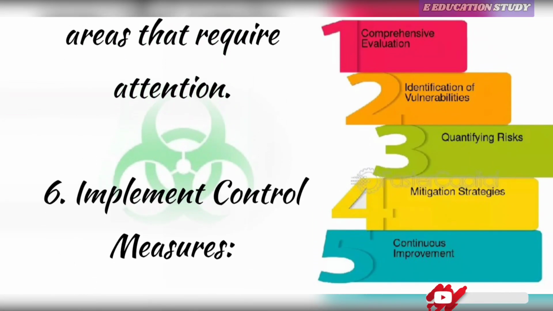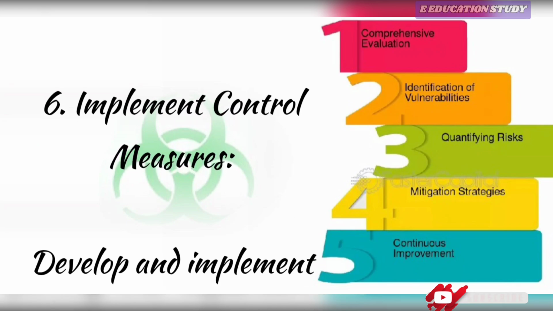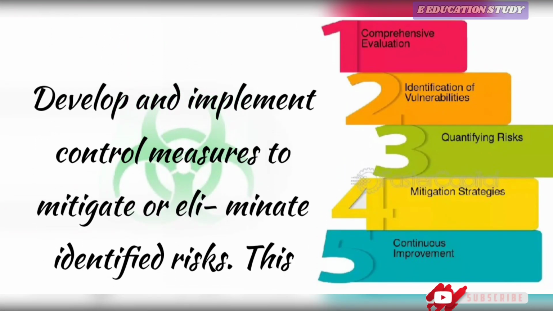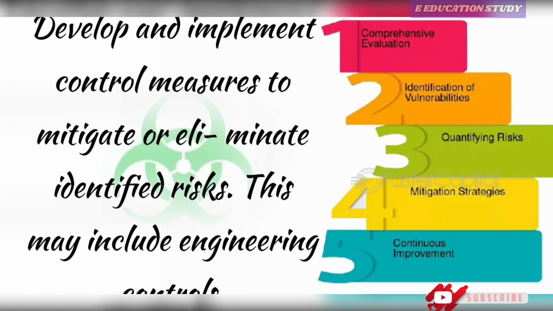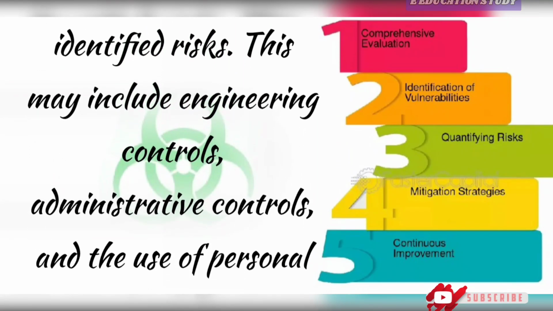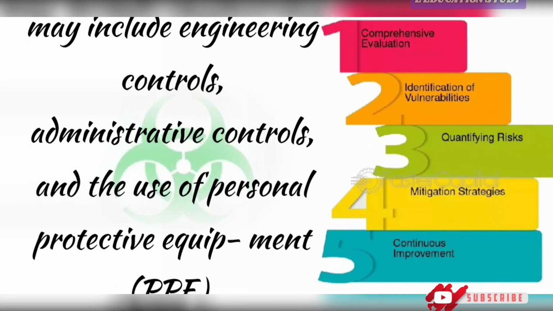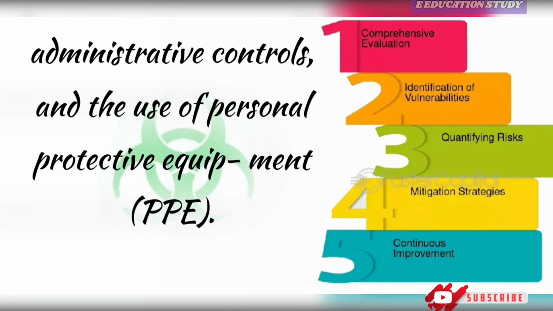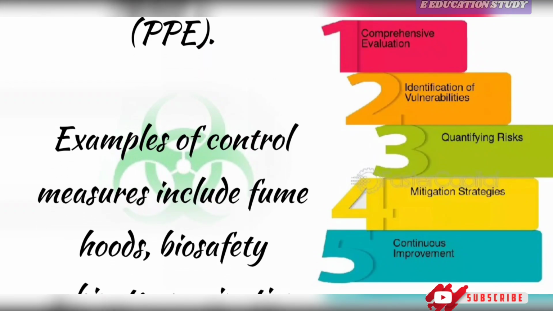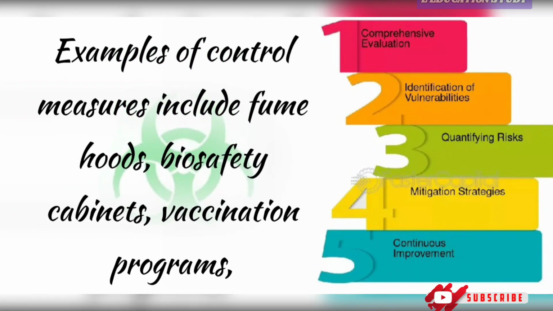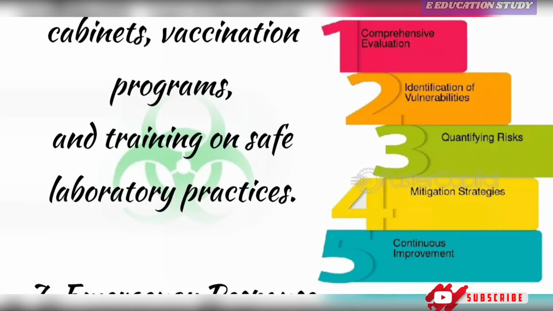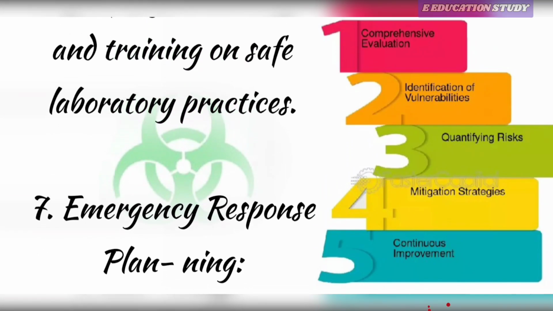6. Implement control measures. Develop and implement control measures to mitigate or eliminate identified risks. This may include engineering controls, administrative controls, and the use of personal protective equipment (PPE). Examples of control measures include fume hoods, biosafety cabinets, vaccination programs, and training on safe laboratory practices.